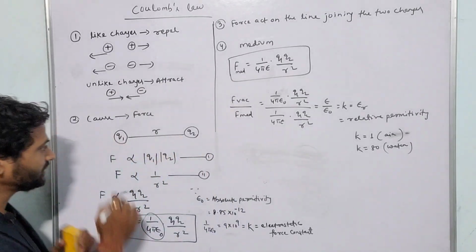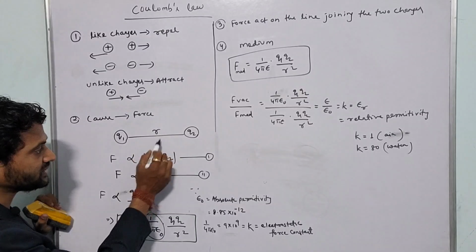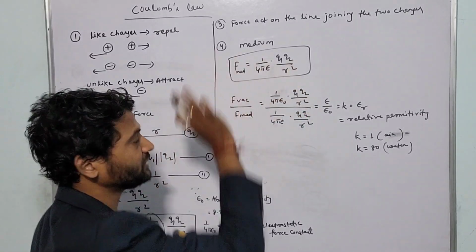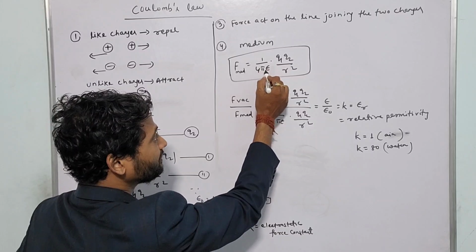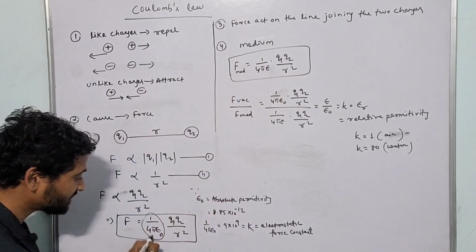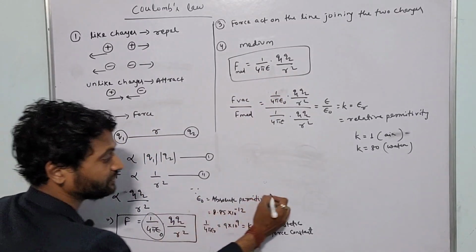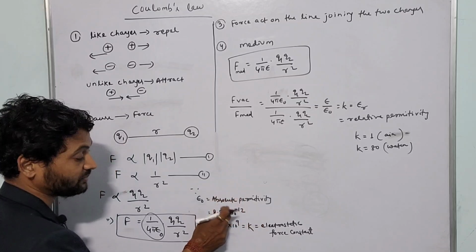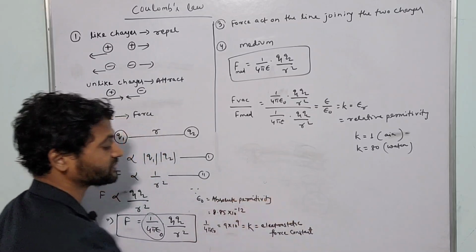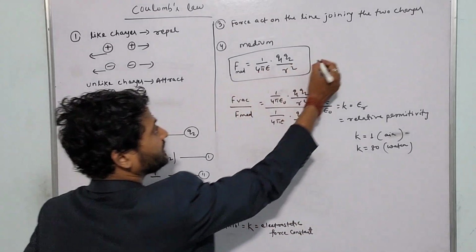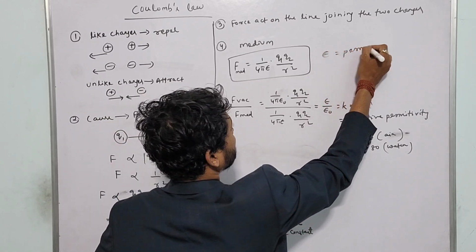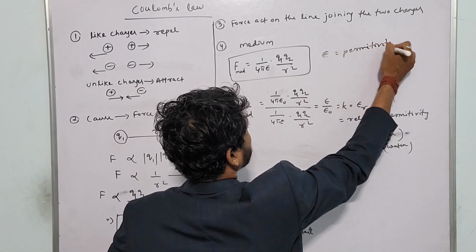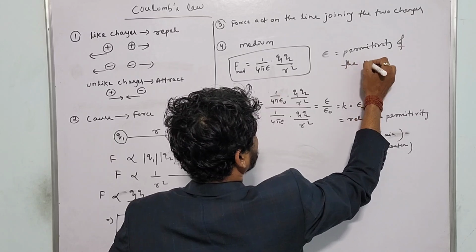So that means if we keep the same two charges with the same separation in a medium, force will be different. So force in medium will be 1 by 4 pi epsilon Q1 Q2 by r square. Here it was epsilon naught, permittivity in free space, or you can say absolute permittivity. But here epsilon is permittivity of the medium.